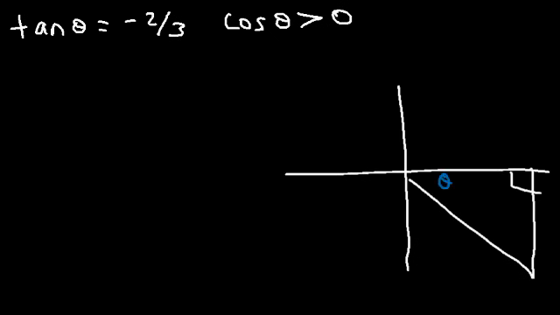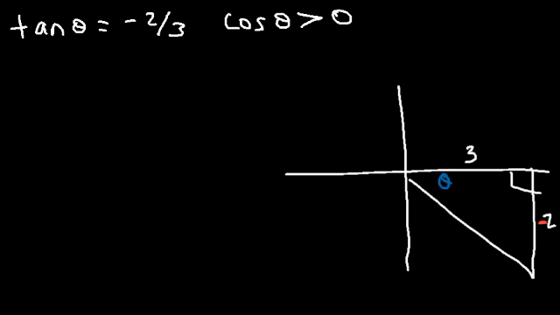So tangent is opposite over adjacent. So this is the opposite side, here's the adjacent side. Now which one is negative? 3 has to be positive because it's on the right side. X is positive on the right. But notice that y is below the x-axis, so it's negative. So this is negative 2.